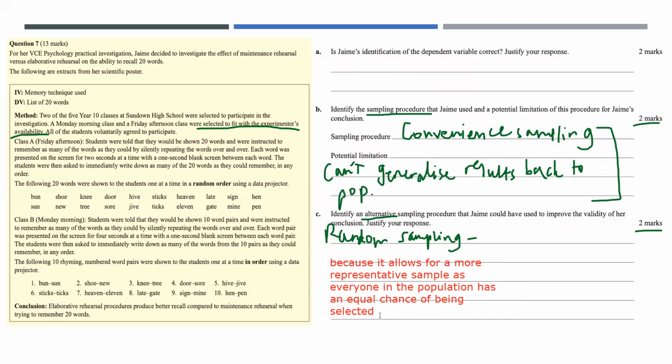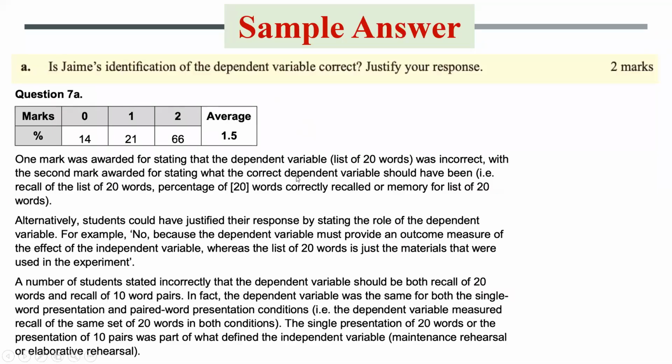All good? Okay, so let's move on, and I'll show you what the VCAA assessment reports said for each question. So we've done this question: is James' identification of the dependent variable correct? The average mark across the state for this question was 1.5. So you can see that most people got full marks for this question, but not everyone, and it's mainly for the reasons that we said.